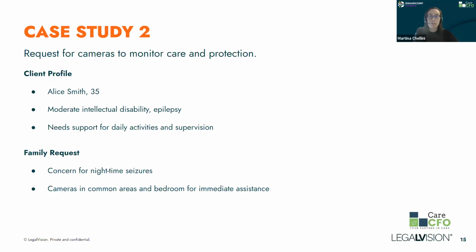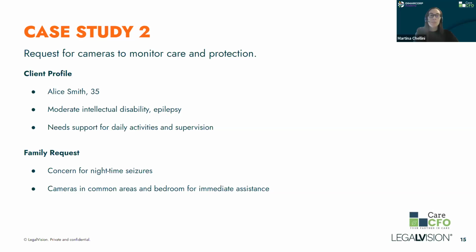Within the NDIS framework, the rights of individuals with disabilities to privacy and dignity take centre stage. Surveillance, if implemented in a manner that restricts autonomy or privacy, can be considered a restrictive practice subject to authorisation and regular review. Ethical guidelines further underscore the importance of respecting privacy, obtaining informed consent, and exploring less intrusive alternatives before resorting to surveillance measures.